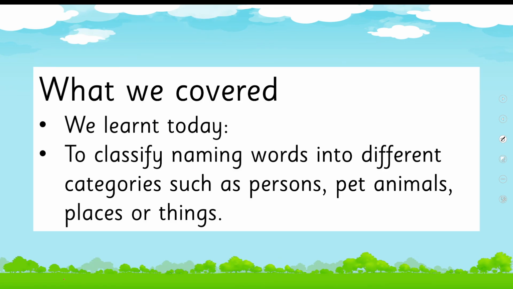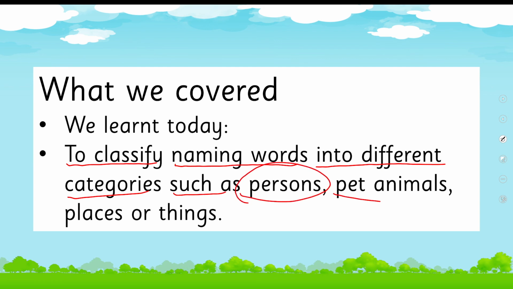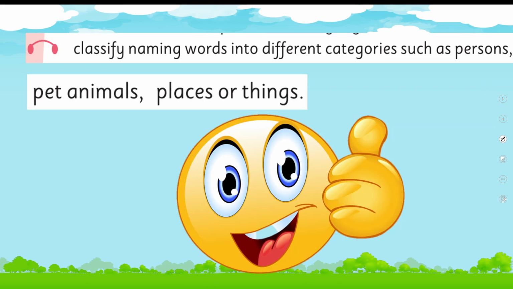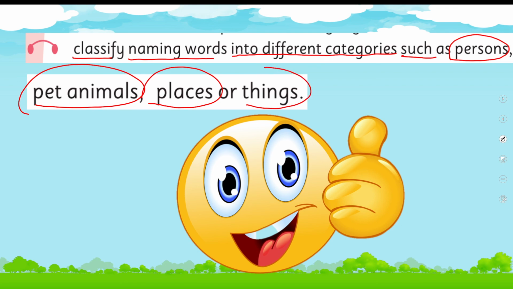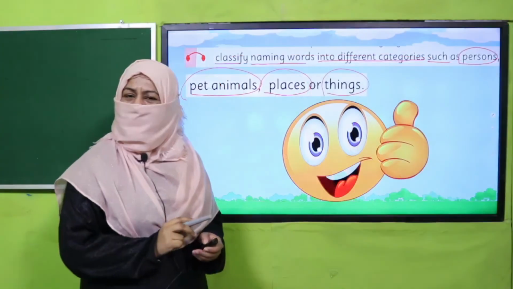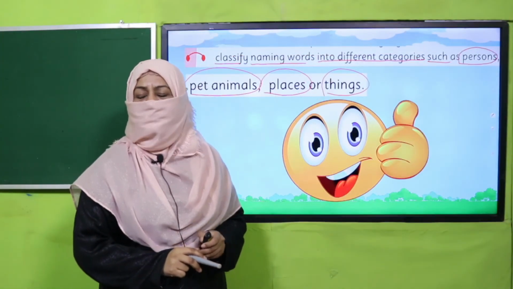And what have we learned today? We learned to classify naming words into different categories such as person, pet animals, places, or things. So in this way, we achieved our SLO to classify naming words into different categories such as persons, pet animals, places, or things. Are we done with it? Yes. So that's it for today.